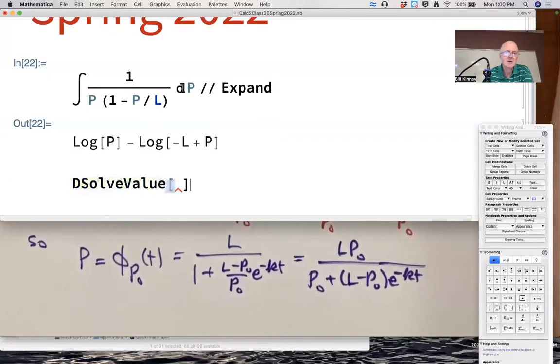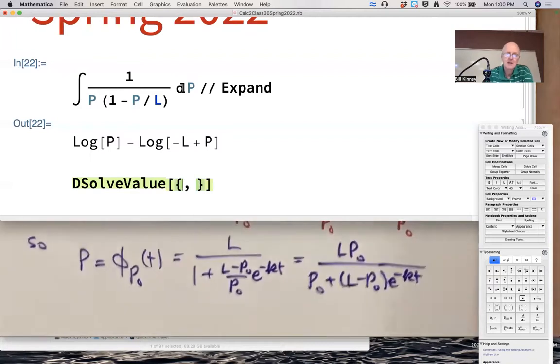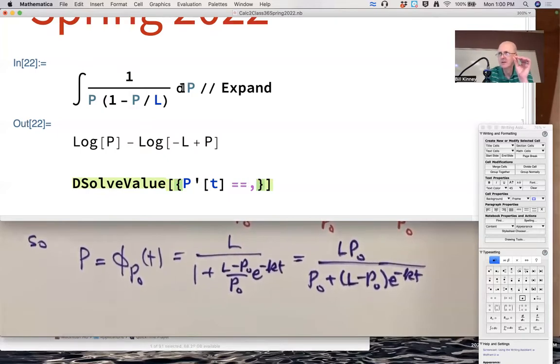DSolveValue. I do want you to know the syntax for DSolveValue on the final exam. There was that other command, just plain DSolve, but I like using DSolveValue because it makes the answer look nicer. You put the differential equation and the initial condition inside a list with curly braces separated by a comma. The differential equation is P prime of t. You must use double equal signs. If you try this kind of thing on Mathematica with single equal signs, it messes stuff up. Because what happens when you use single equal signs is it stores things in memory that you don't want stored in memory. And it will cause problems with your code.